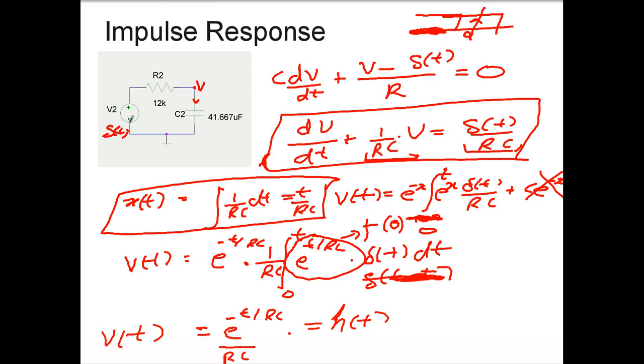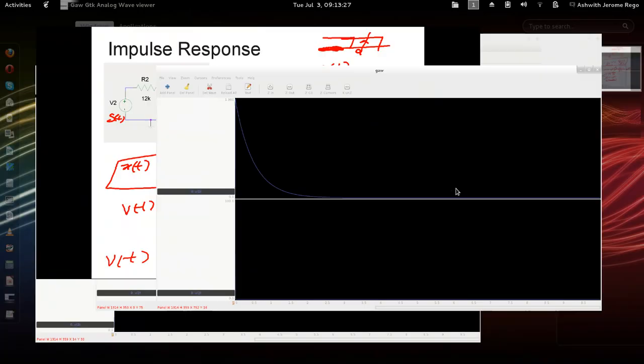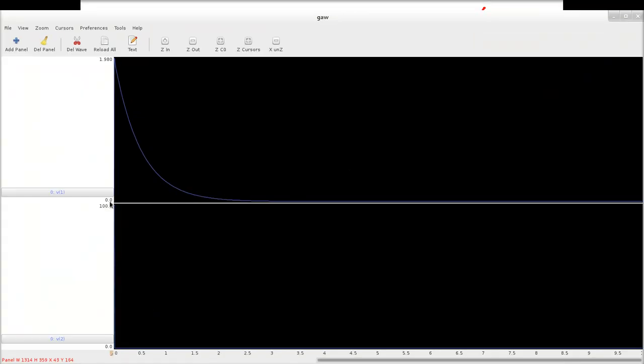So what we see is the impulse response of this RC circuit is nothing but a decaying exponential, and we've seen this in 6002X already. We already came across this formula. If you remember, when we discussed the impulse response, we got precisely this answer. And I will also show this in simulation. I actually built this circuit, and I saw the results using a simulator.